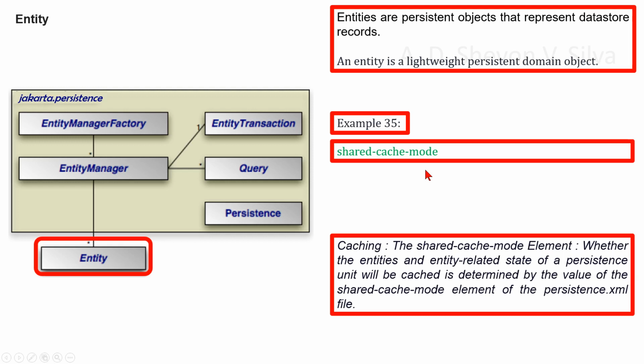The value ENABLE_SELECTIVE enables the cache and causes entities for which Cacheable(true) or its XML equivalent is specified to be cached. Entities for which Cacheable(true) is not specified, or for which Cacheable(false) is specified, must not be cached. The value DISABLE_SELECTIVE enables the cache and causes all entities to be cached except for those for which Cacheable(false) is specified. Entities for which Cacheable(false) is specified must not be cached.